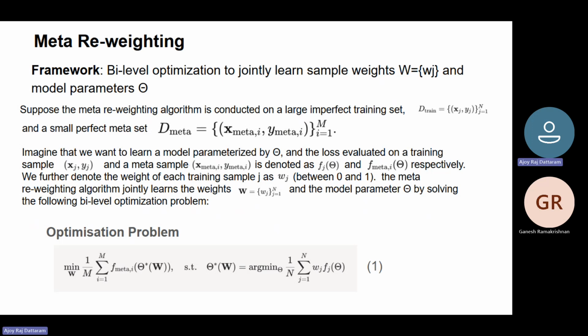It has a two-part problem. The outer goal is to minimize the error on the meta sample, and the inner goal is to train the model on the training samples weighted by their importance.